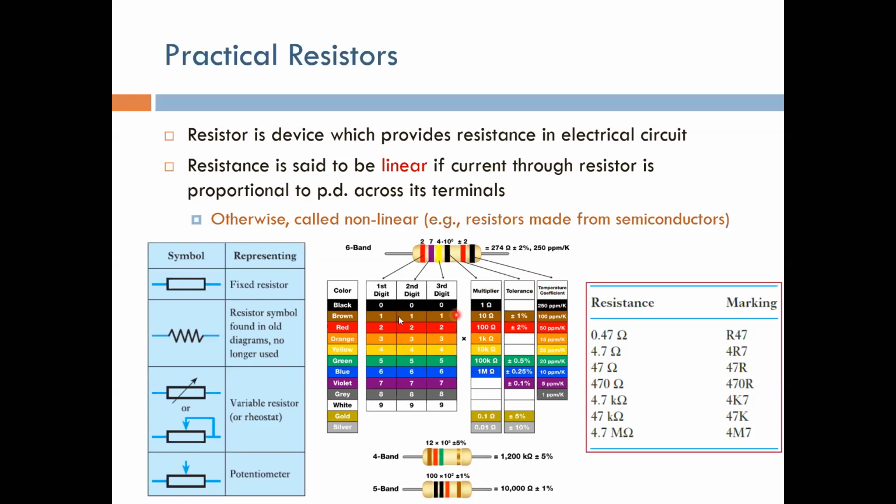So for example, here red is 2, violet is 7, yellow is 4, and black is 0. So it's 274 times 10 to the power 0, which is 1. The tolerance here is red, which is 2%. And the black here means that you have 250 parts per million per Kelvin.